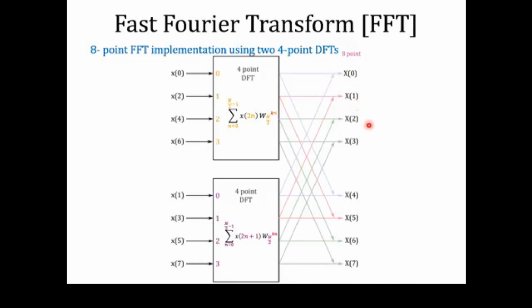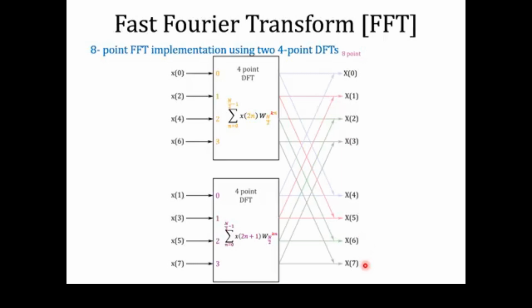W8^2 will be used during the calculation of x of 2. W8^3 will be used in the calculation of x of 3. Similarly, W8^4, W8^5, W8^6, W8^7 will be used during the calculation of x of 4, x of 5, x of 6 and x of 7 respectively.